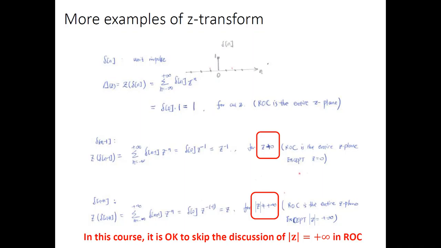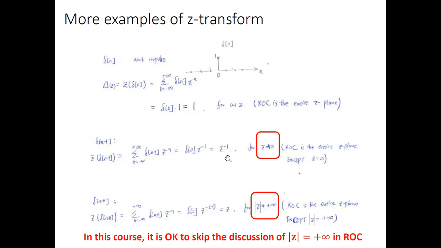What about delta of n plus one? Delta of n plus one, z to the power minus n, infinite sum. Again, this infinite sum only retains one term, which is where the impulse occurs. The impulse occurs at n equals minus one. So z to the power minus minus one, which is z to the power one. So for this expression of z transform to exist, we can have z everywhere on the z plane, but the magnitude of z cannot be infinity. So I put it here, magnitude z not equal plus infinity.